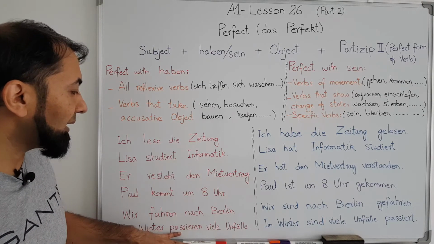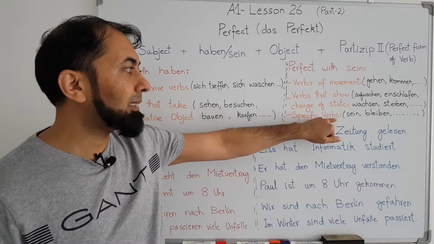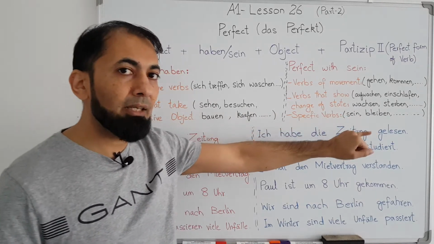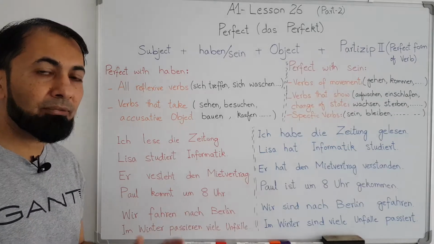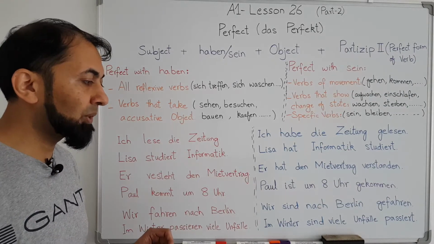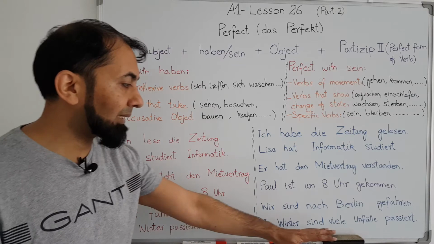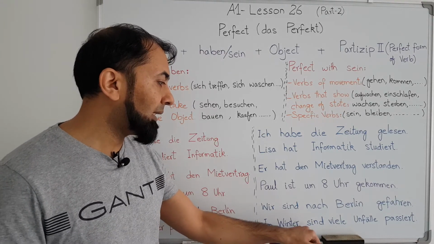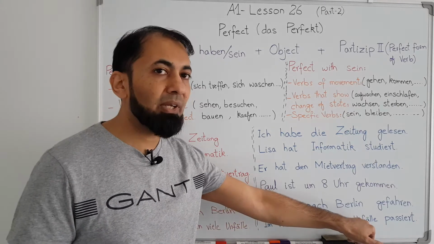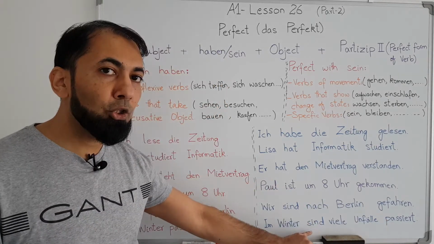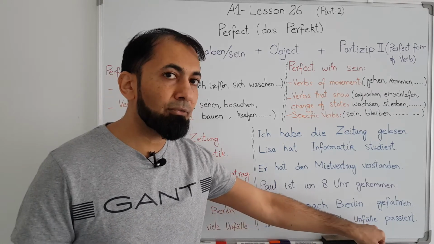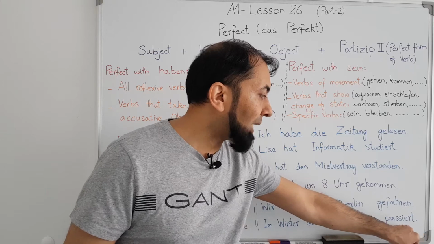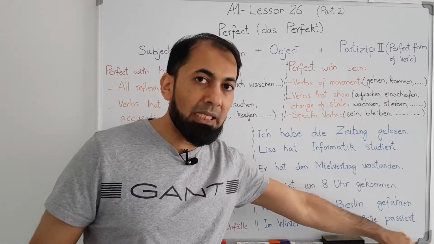So this passieren verb belongs to this category, specific verbs. So whenever any verb from this category is used in the perfect tense, we will have to use the sein verb at the second position of the sentence. So it will become im Winter sind viele Unfälle passiert. So we have conjugated sind with respect to viele Unfälle because it is plural, and we have used the Partizip zwei of the passieren verb.